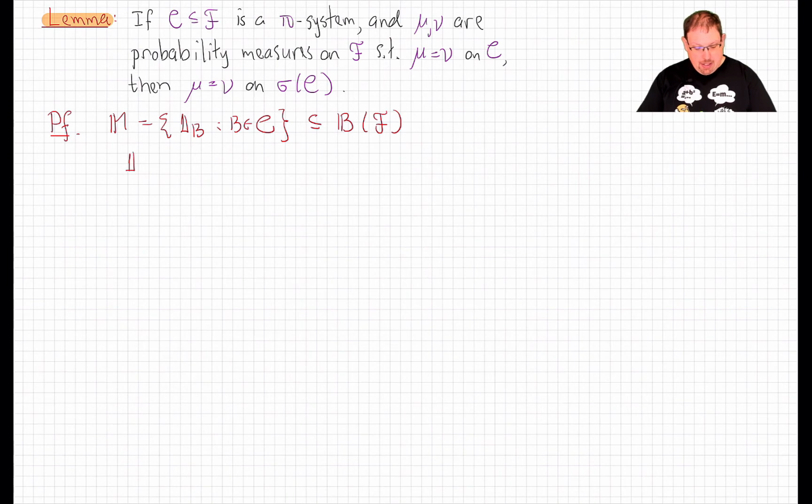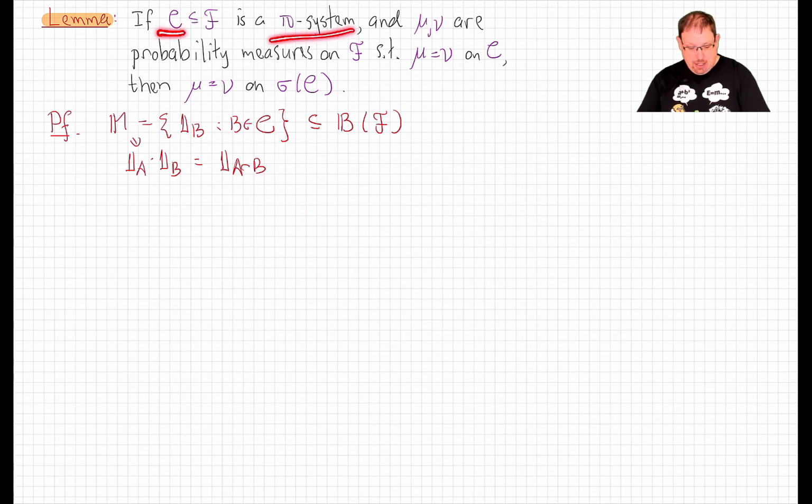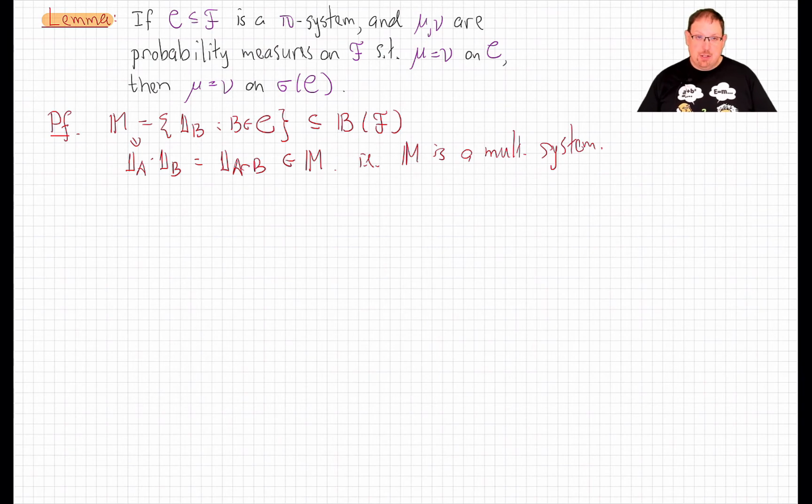Moreover, if I take two such indicator functions that are both in M, and I take their product, we know that the product of two indicator functions is the indicator function of the intersection. And since this class C is a pi system, since it's closed under intersection, that means that this is back in M. So what have we shown? We've seen that M is a multiplicative system. Indeed, this is the standard connection between pi systems and multiplicative systems.